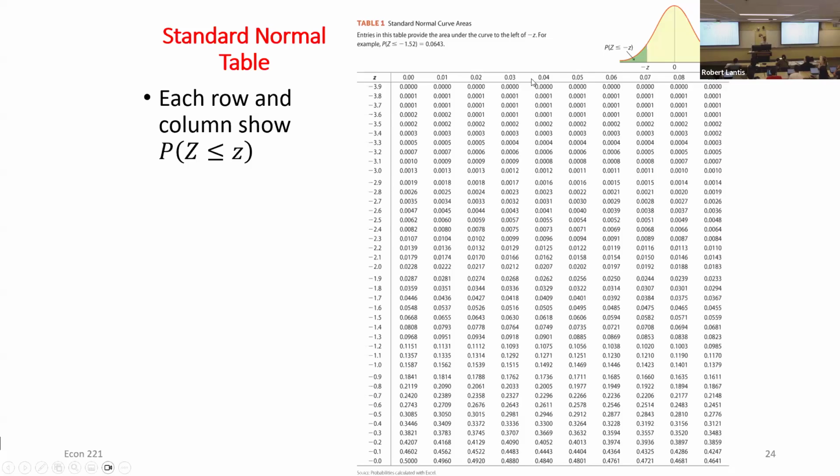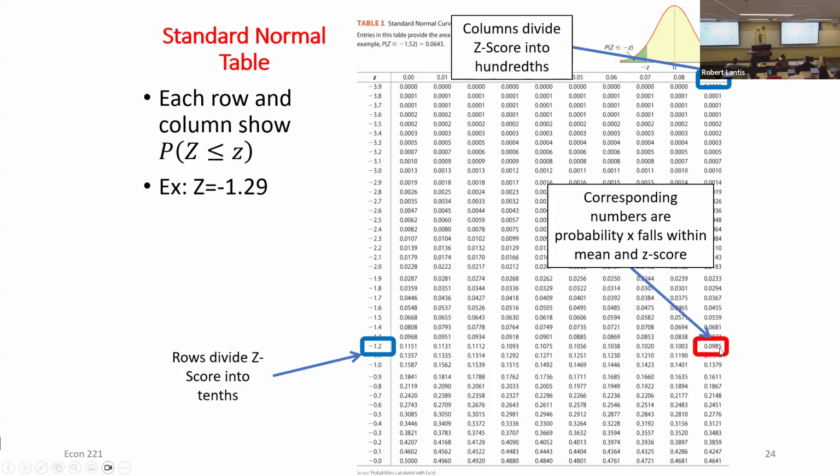So we wanted negative 1.29, right? So we're going to say, okay, what's the probability I saw that Z-score of negative 1.29 or anything below it? I'll find negative 1.2. So it looks like it's right here. I then go over, what was my second decimal? 0.09. So negative 1.29. And the probability associated with seeing that Z value or anything less than that is 0.098. So that's how I'm going to use this Z table to find these probabilities.